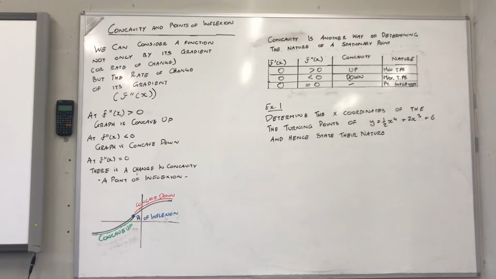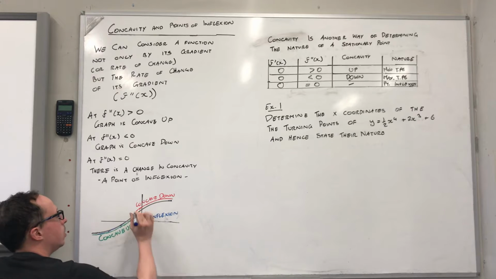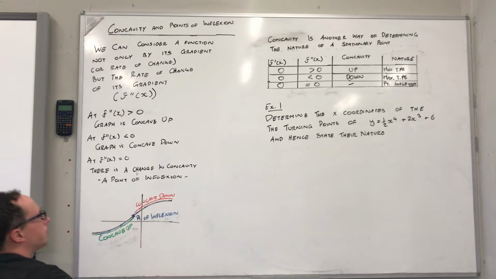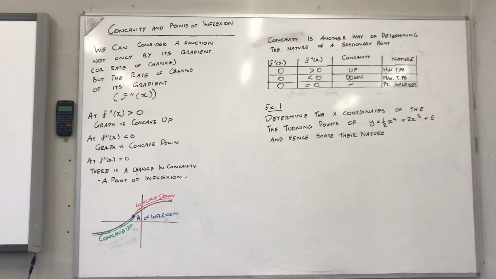Another way we could describe it is, if you draw a graph and you're not sure, try to draw the straight line tangent. If it's concave up, we're going to have to draw it below, whereas if it's concave down, we're going to have to draw the straight line above. But the main thing to take from this is that concavity and points of inflection are another way of determining the nature of a stationary point.